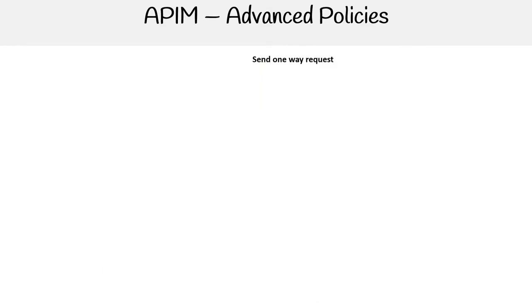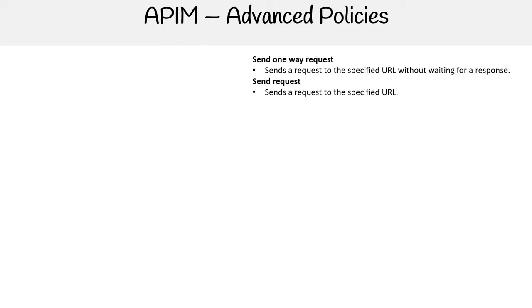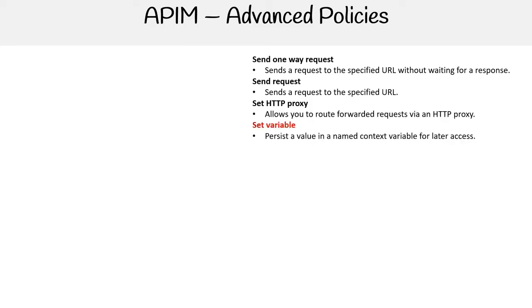More advanced policies here. So send one-way request, send a request to a specified URL without waiting for a response. Send request, send a request to a specified URL. Send HTTP proxy, so allows you to route forward requests via HTTP proxy. Set variable, persist a value in a named context variable for later access.